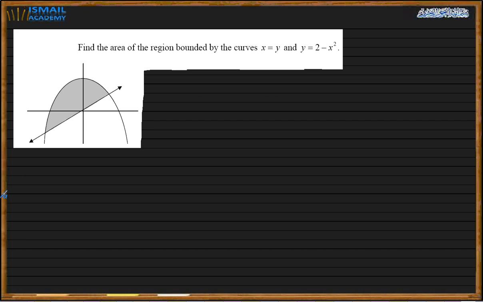Now I need to find out the area bounded by those two curves. But here I know that the area is always the upper minus the lower. So the upper is 2 minus x squared, the lower is just y equals x. So here what I need to do first, I need to set my integral. So I have 2 minus x squared minus x dx. But here I need to know the boundary, because in order for me to get the area, I need to know the boundary. So this is where the two graphs intersect.